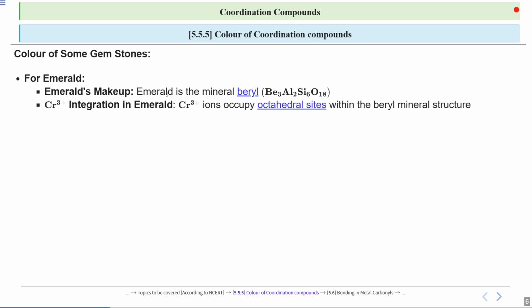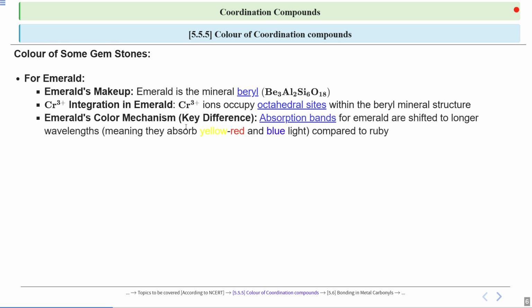Chromium 3 positive integration in the emerald. Now, how is the chromium 3 positive introduced? These chromium 3 positive ions occupy the octahedral sites within the beryl mineral structure, as you have seen in the ruby, where chromium 3 positive occupies the places occupied by aluminium. Here, the chromium 3 positive ions occupy octahedral sites within the beryl mineral structure.